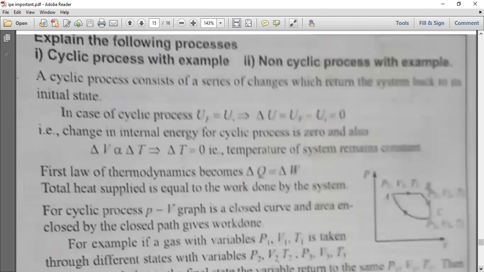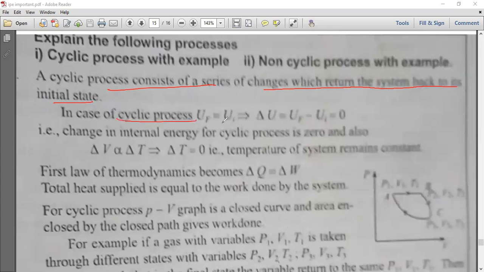Cyclic process and non-cyclic process. In the classwork also I have given a table. You can go through that once. Still, I am explaining here. Cyclic process means the process which returns the system back to its initial state. Non-cyclic means the process which will not return the system back to its initial state.